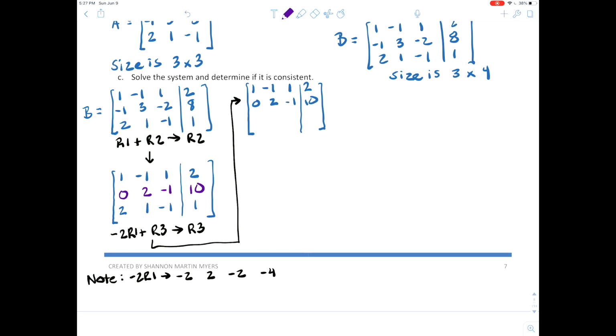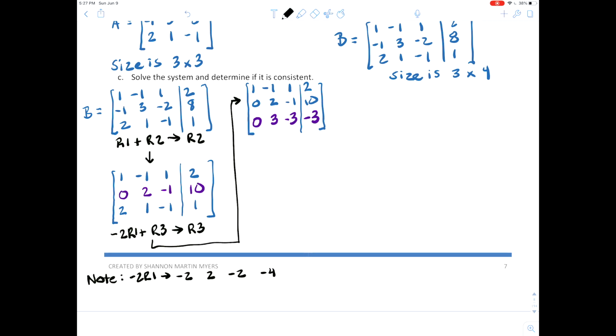I'm going to write the result of adding -2 row 1 plus row 3 in our new row 3. So -2 plus 2 is 0, which is what our evil plan was. +2 plus 1 is 3. -2 plus -1 is -3. And then -4 plus 1 gives us another -3. Cool? All right. So next up, we need to get rid of that 3 that's in the third row and the second column. Good so far?